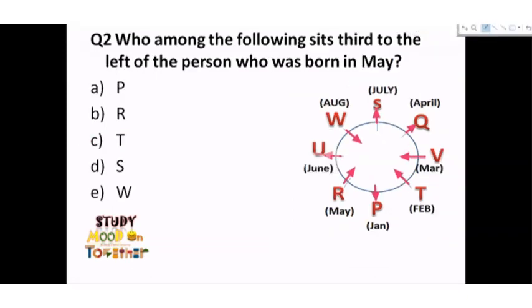Question number 2. Who among the following sits third to the left of the person who was born in May? A. P, B. R, C. T, D. S, E. W. From the figure that we have made we got to know that R is facing towards center, hence his left will be here, so the person sits third to the left of R. Yes, so correct option is D.